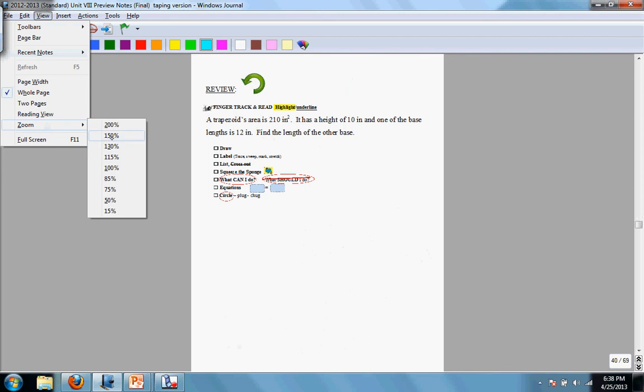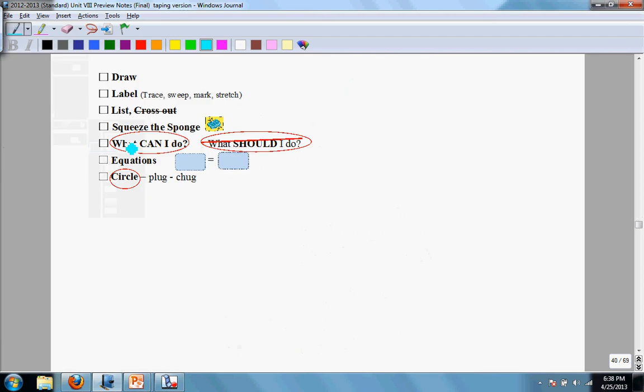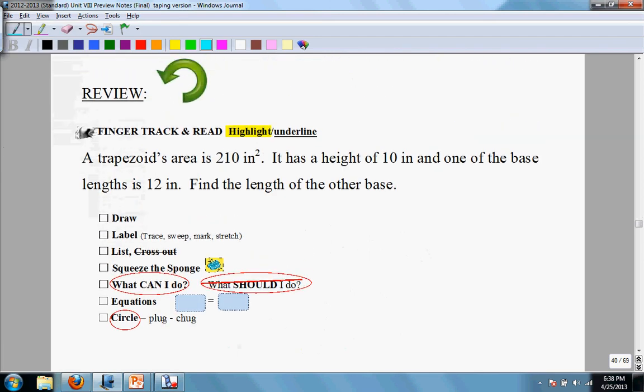Let's do a review problem together. Finger track and read with me. It says a trapezoid's area is 210 inches squared. It has the height of 10 inches and one of the base lengths is 12 inches. Find the length of the other base.